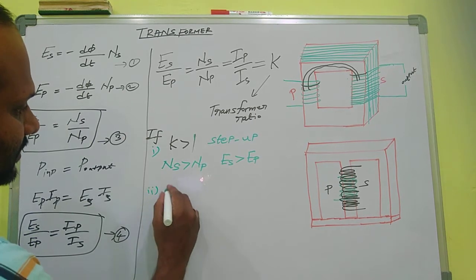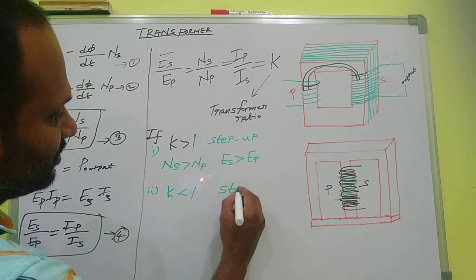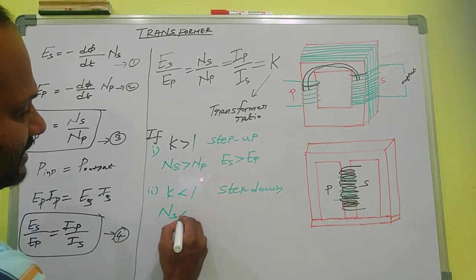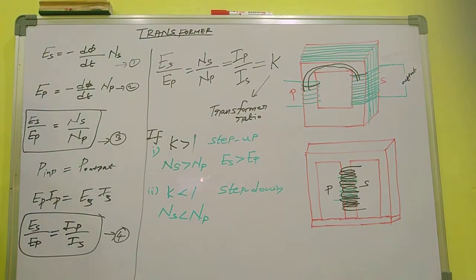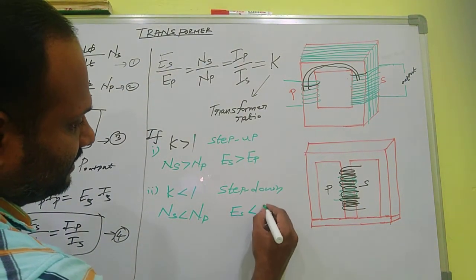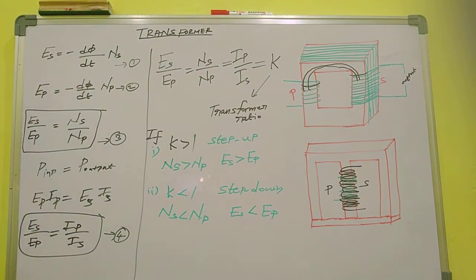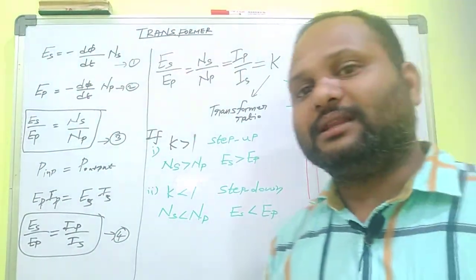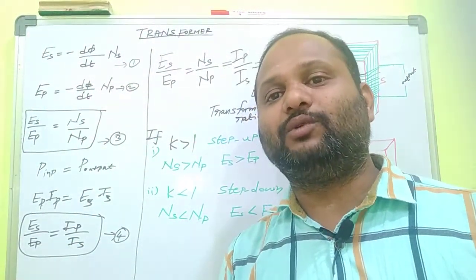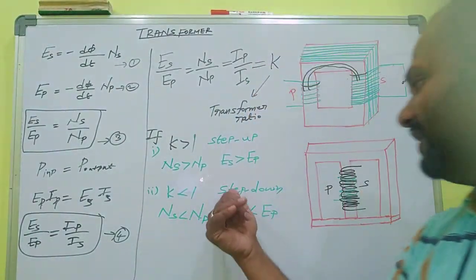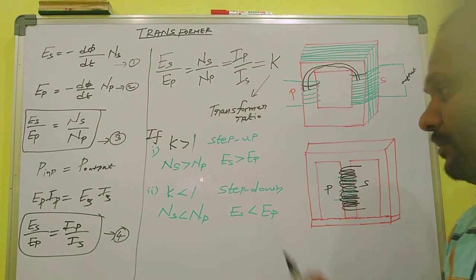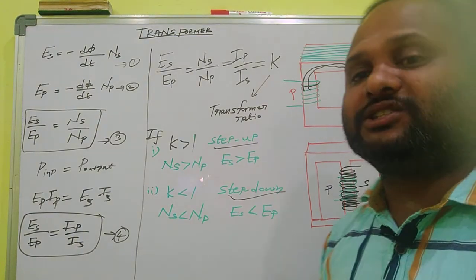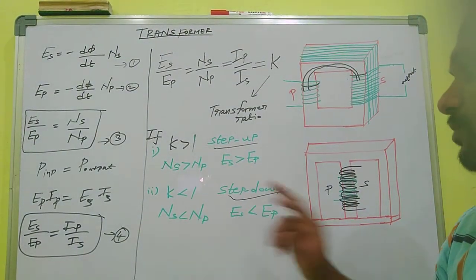Second case, K is less than 1, this type of transformer is a step-down transformer. Here NS is less than NP, that is, NP is greater than NS. ES is less than EP, that means EP is greater than ES. That means the EMF across the primary is greater than the secondary, so the voltage is reduced. Here the alternating voltage is reduced in the output. So this type of transformer is called a step down transformer. So the value of K determines whether it is a step up transformer or a step down transformer. K greater than 1, step up. K less than 1, step down transformer.